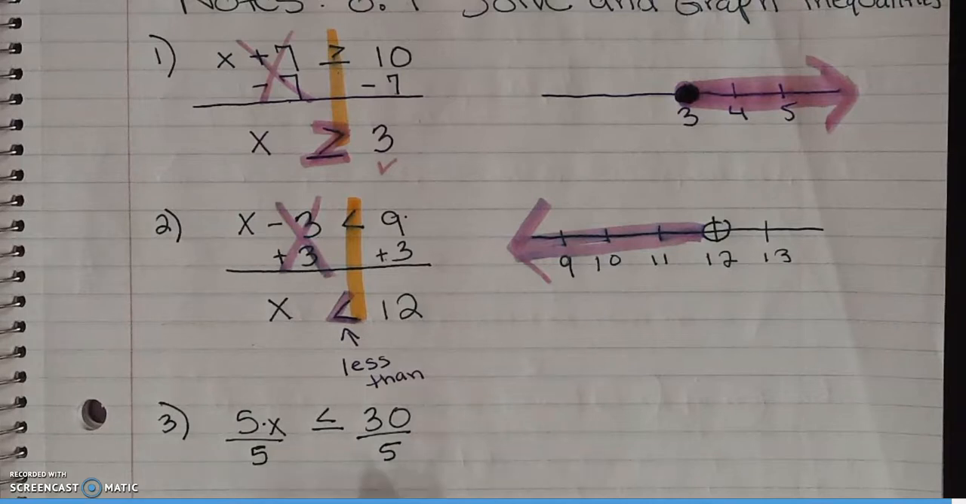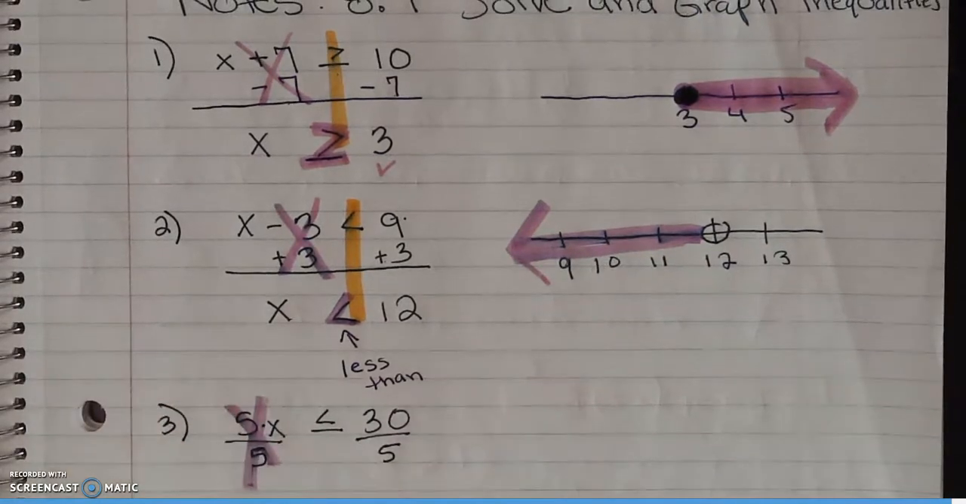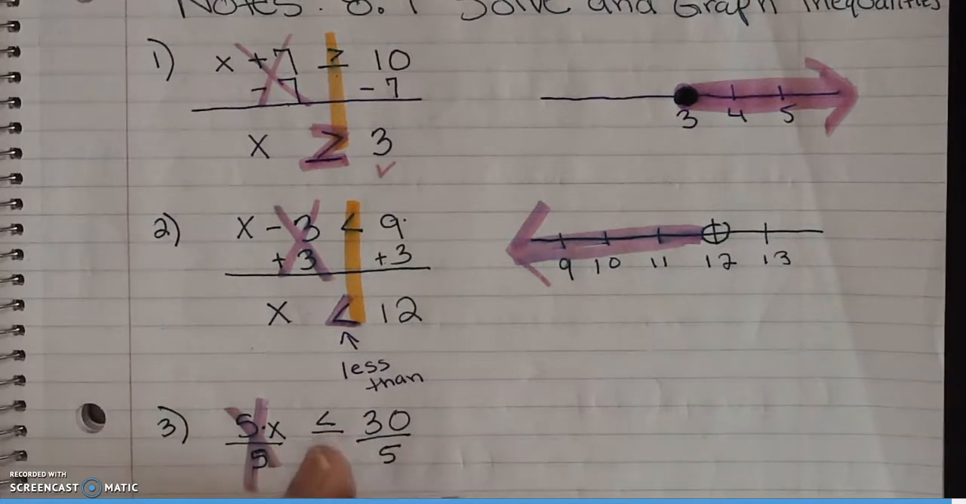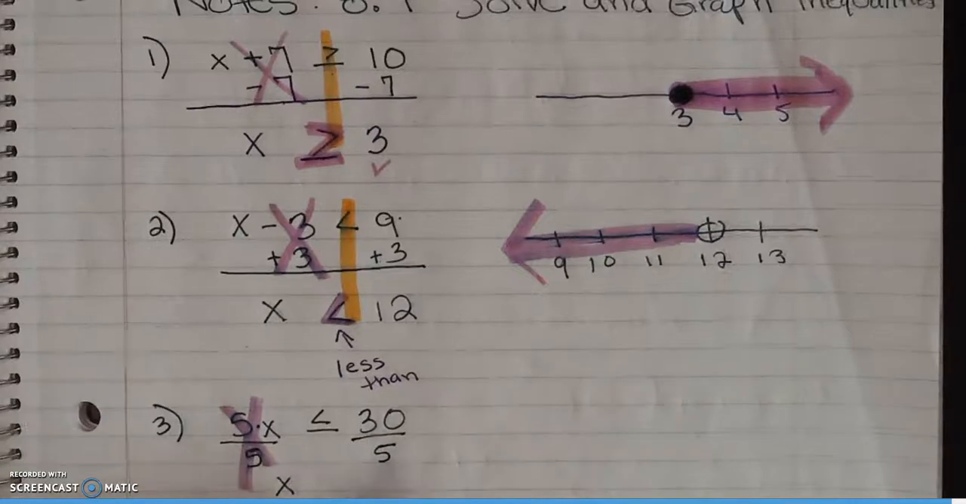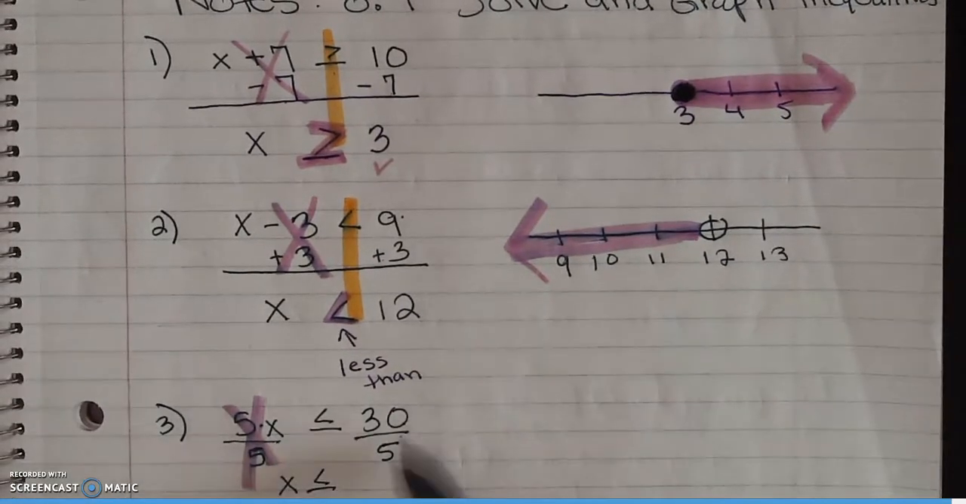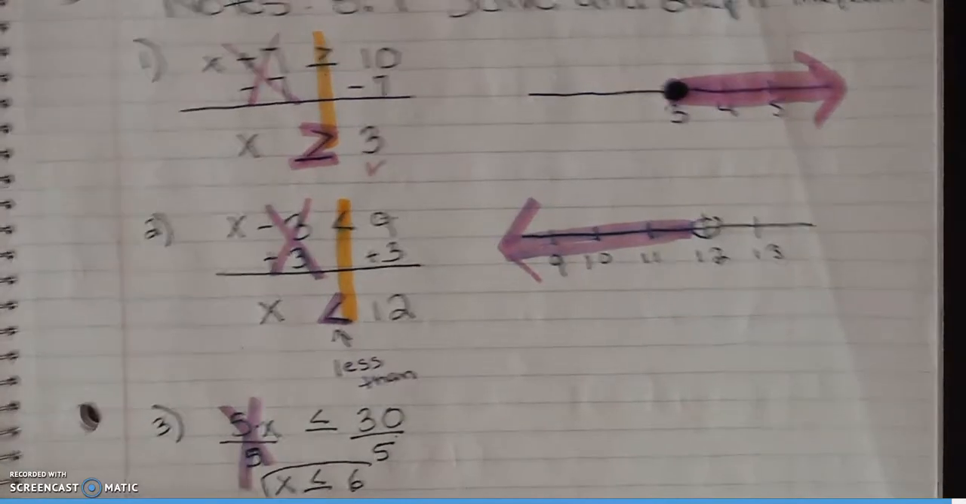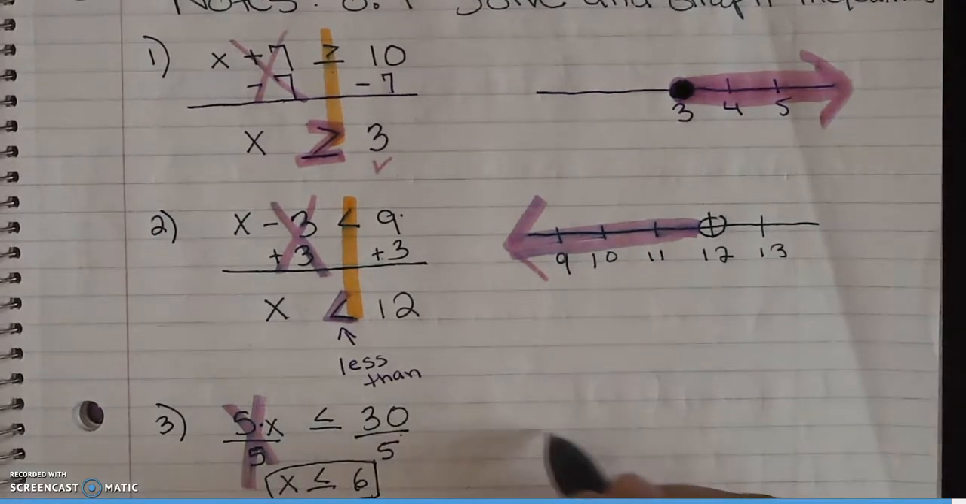Okay, now what is 5 divided by 5? 1. So again, due to identity property, if 1 is with x, then it will be x by itself. So we have x. Then we bring down our inequality. 30 divided by 5, that's going to give you 6. That's it. There you go. Now, can we graph this? Of course we can. Here we go.